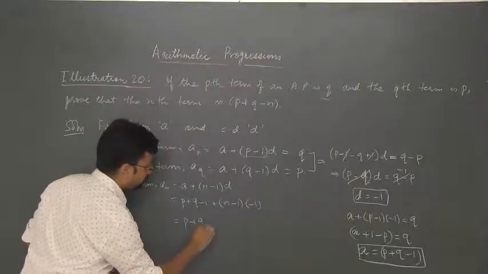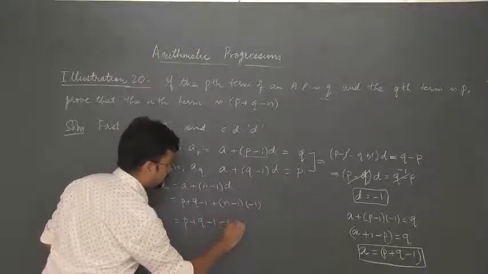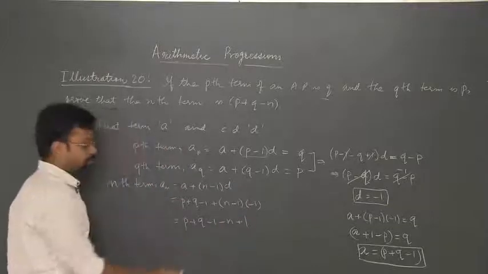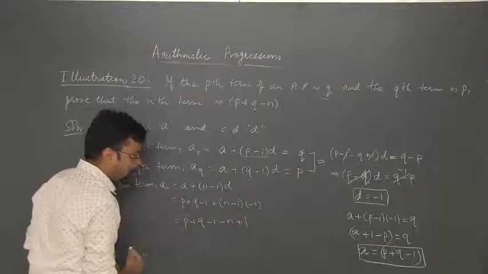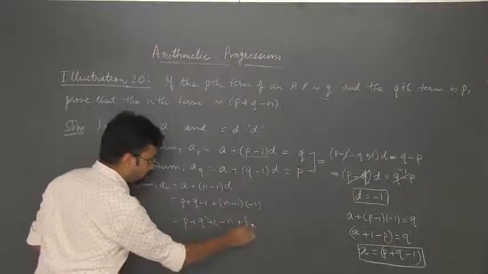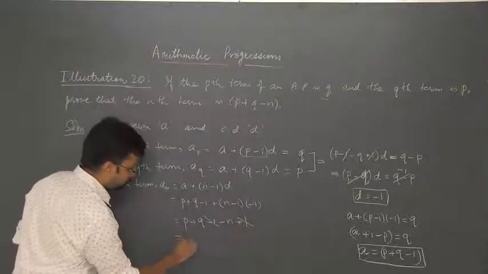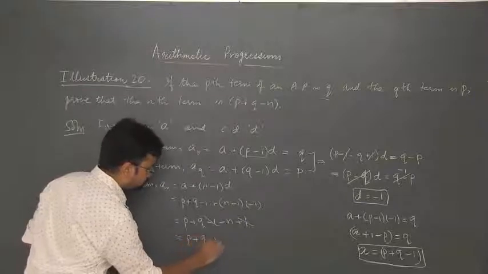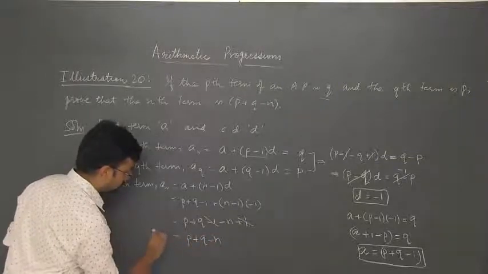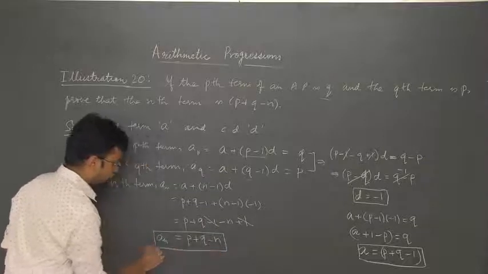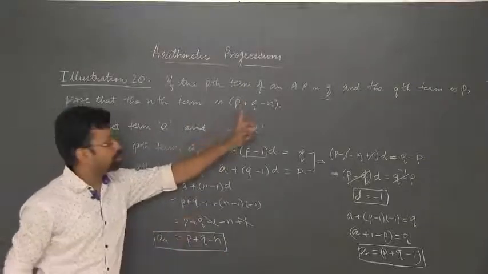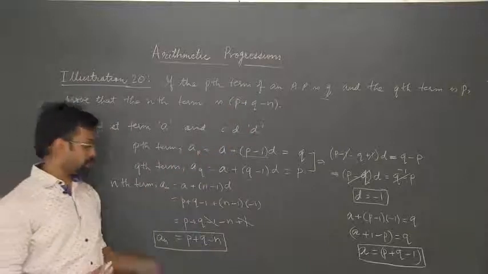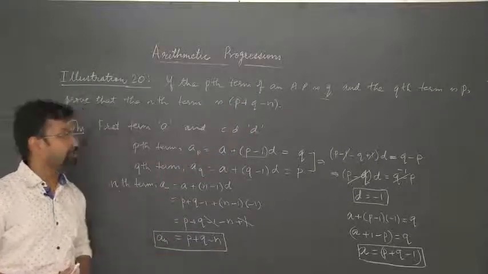What do we get? p plus q minus 1 minus n plus 1. n into minus 1 would be minus n, and minus 1 into minus 1 would be plus 1. So this 1 and 1 will cancel, minus 1 and 1. And what do we get? We get p plus q minus n, and this is the nth term. Is this what we had to find out? Of course, we had to find out the nth term, and we had to prove that it will be equal to p plus q minus n, which we have proved here.